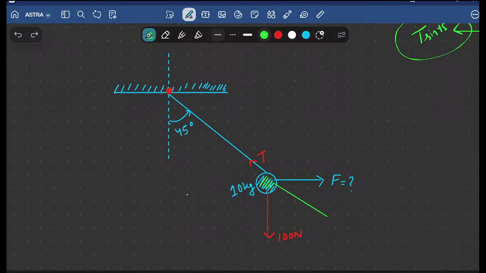This F and 100 has a resultant R. So it is basically the sum of vectors F and 100 Newton. Yes or no? This is the sum of vector F and 100. And this R must be cancelling T. So understand what I'm saying.